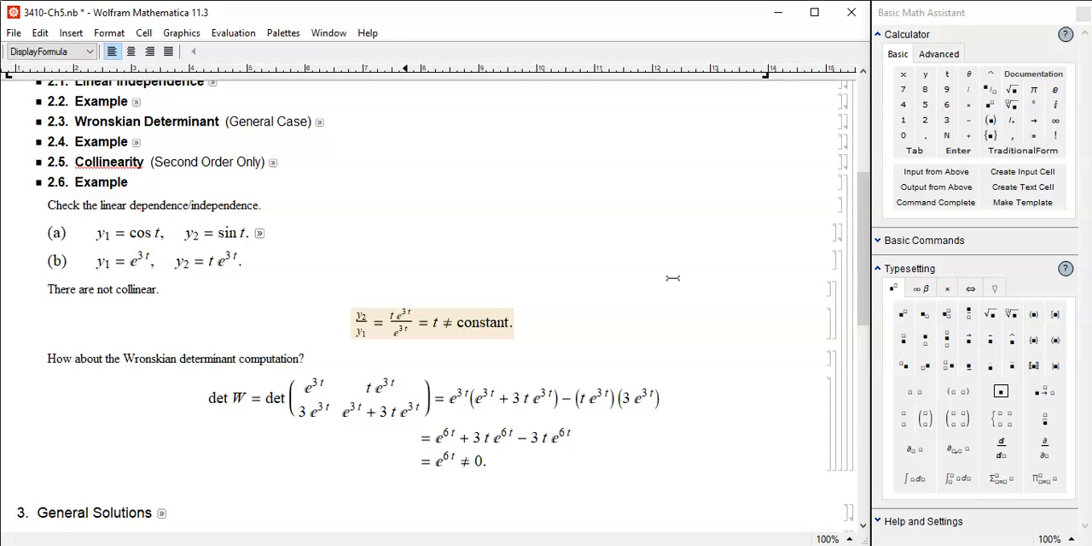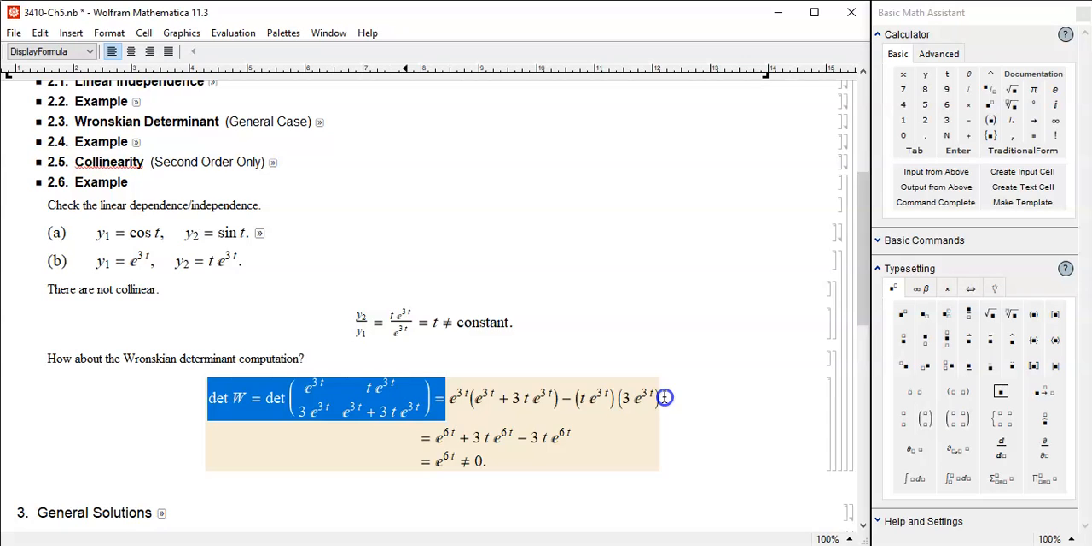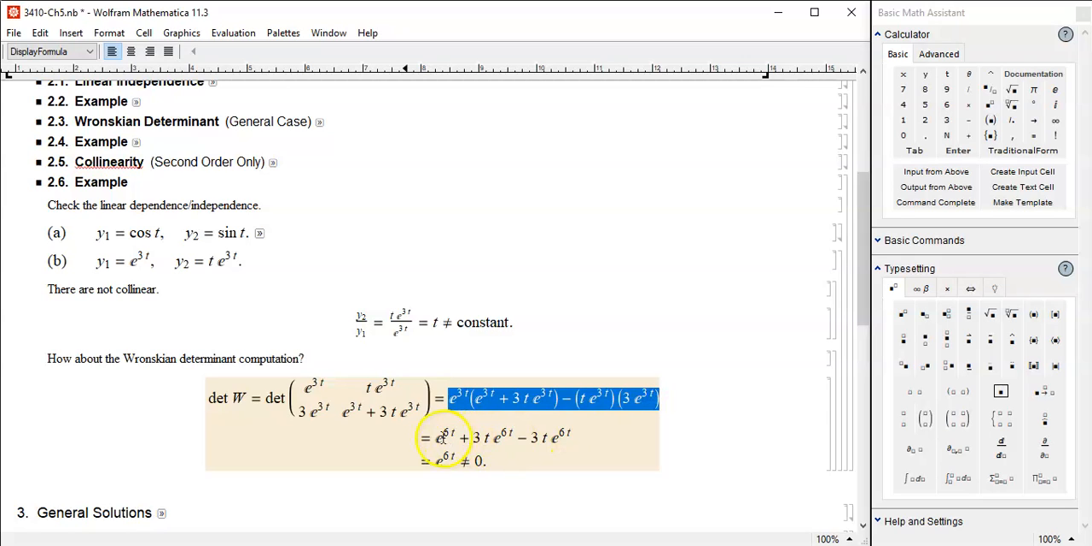Now what about Wronskian determinant? Start from exponential of 3t, take the derivative, we get first column. Start from here, take the derivative, we get the second column using the product rule and chain rule. Already there is a red flag. And then let's go ahead with determinant computation. And then some further simplification, and we have exponential of 6t. Exponential is never equal to 0, so all looks good. So we have correct computation, correct conclusion.